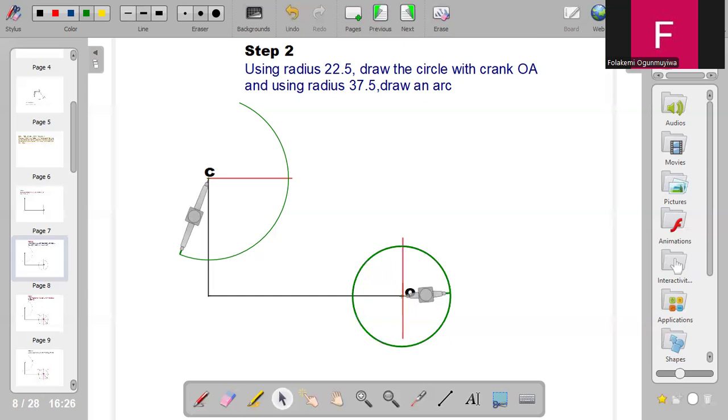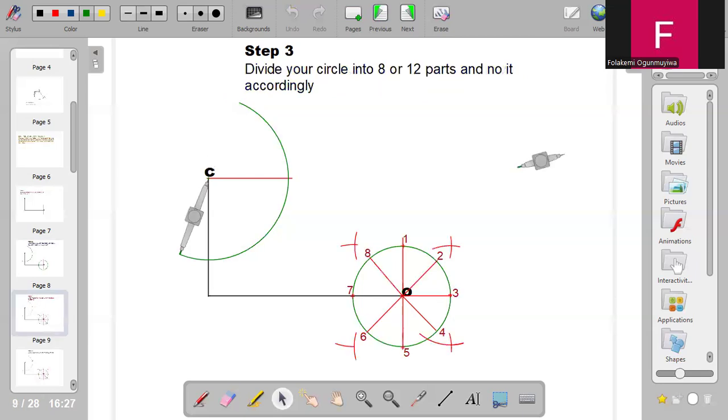Then for the second crank, which is CB, you are using radius of 37.5. So measure 37.5 and use it to draw an arc this way. Because in the question, it was stated that it swings. So you just leave it this way. It won't be a complete circle because it's moving to and fro. So you center at point C, and don't forget that your point C is at 5.25. Center at point C using the radius of 37.5, you draw an arc.